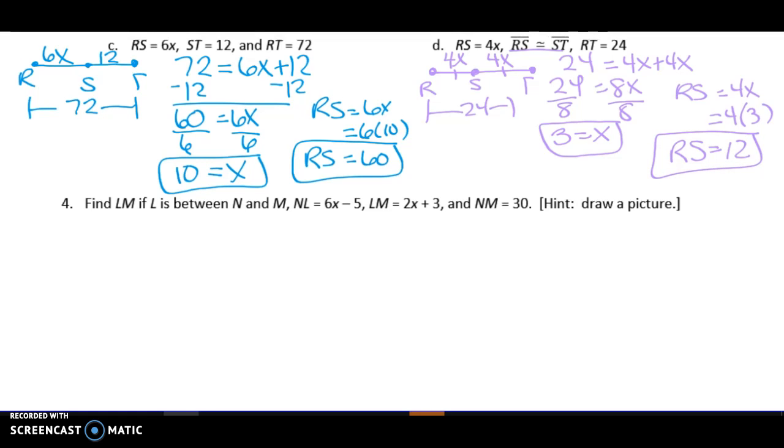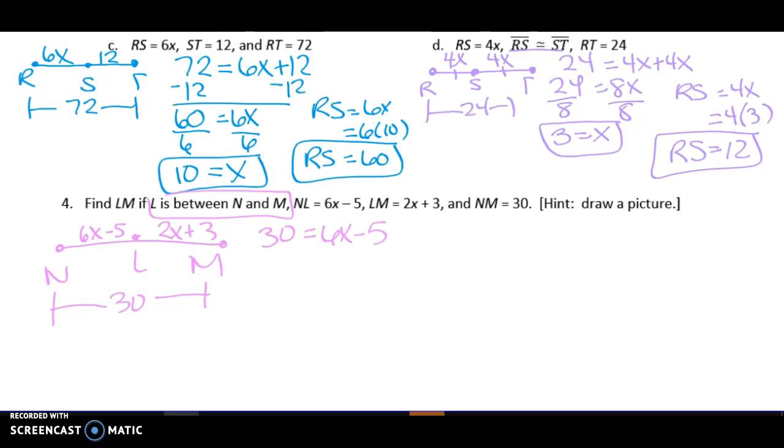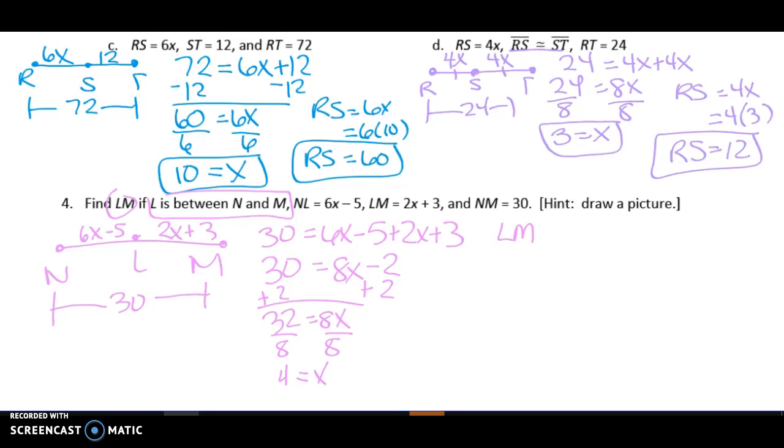And my last one, finding LM if L is between N and M. And L I know is 6x minus 5. LM is 2x plus 3, and NM is 30. So the whole thing is still equal to the sum of the parts. 6x and 2x is 8x. Negative 5 plus 3 is a negative 2. Solving for x, I find that x is equal to 4. But when I check, I'm looking for LM, so we plug back in. 8 plus 3 is 11.